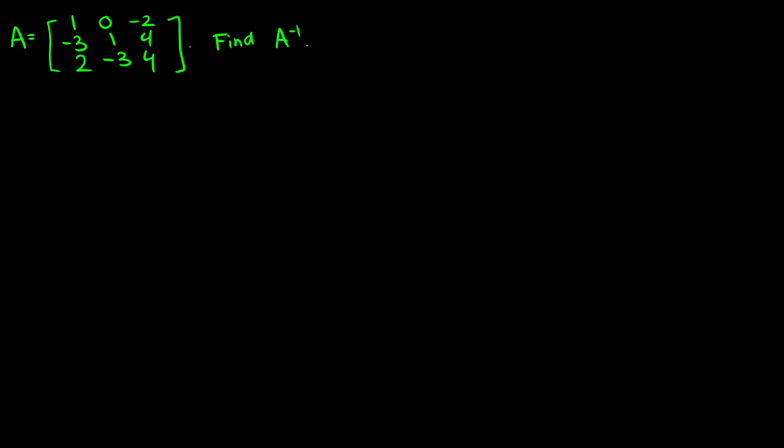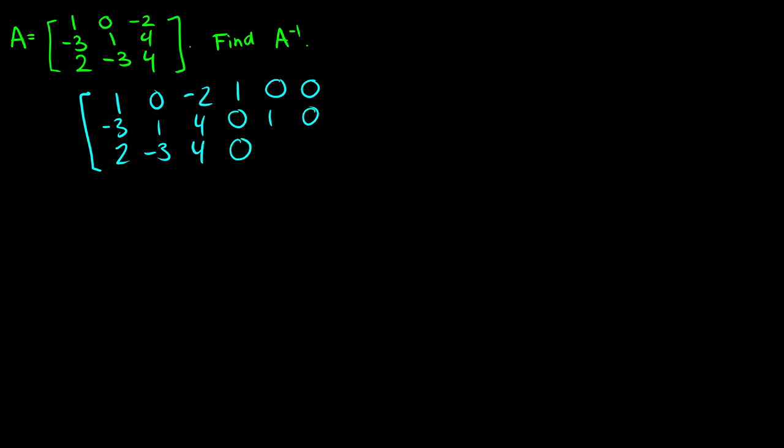Here's A. We want to find A inverse. So what we want to do is set up our matrix to include both A and the identity matrix. So we're going to have 1, 0, -2, -3, 1, 4, 2, -3, 4, and then we'll just throw the identity matrix beside it. Remember, the identity matrix should be the same size as your original matrix. If your matrix A is not square, this won't work, so keep that in mind.